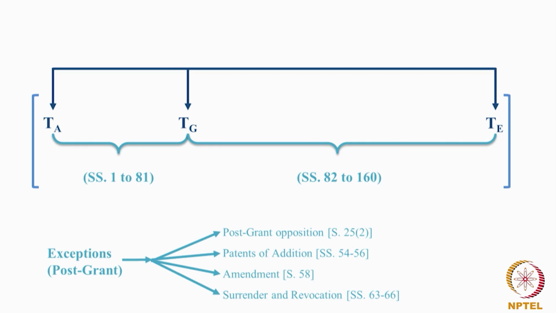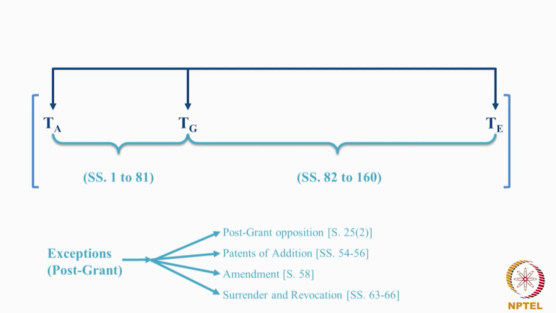Surrender and revocation, which are covered in sections 63 to 66, can happen only after the patent is granted. Again, these events happen after TG. So on the whole, TA to TG is governed by sections 1 to 81. You have a few exceptions where the sections between 1 to 81 may have their impact after TG, after the grant of the patent.